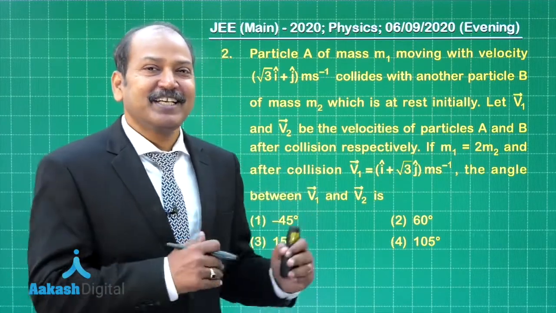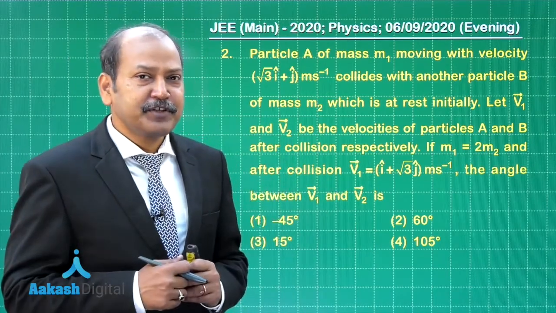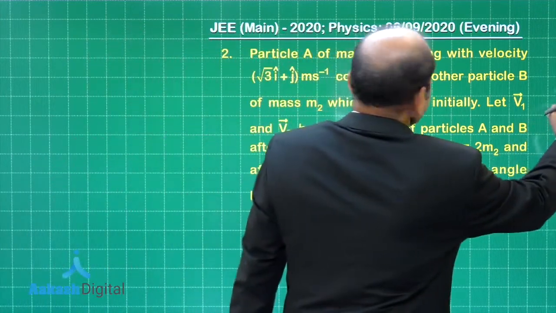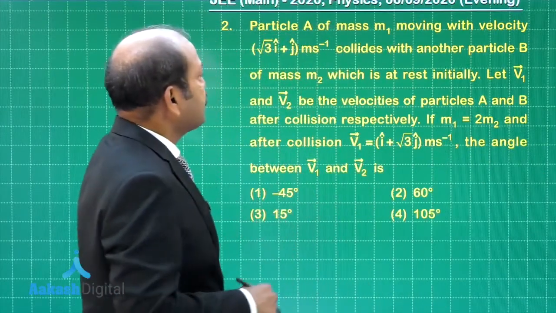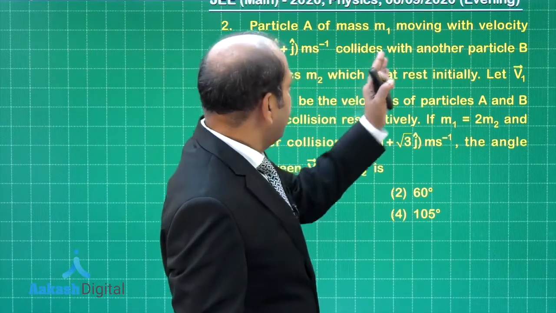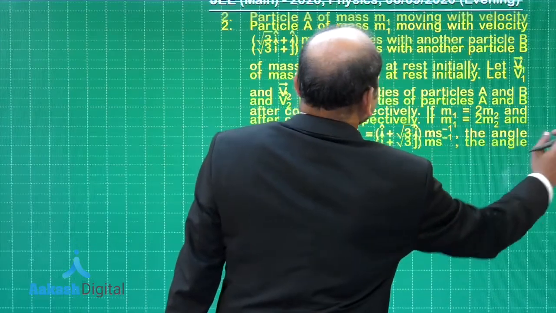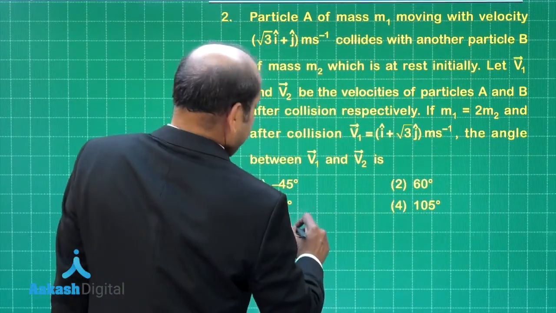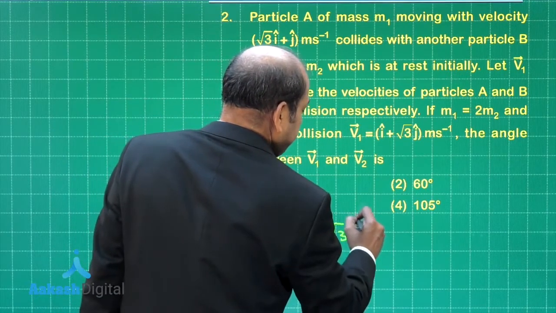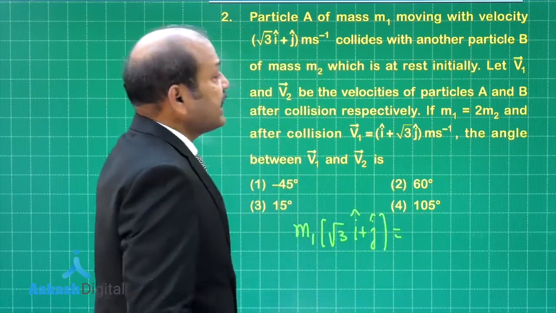Clearly, the question is about collisions, and we can apply the conservation of linear momentum principle here. Let us write the equation which comes from the conservation of linear momentum principle. The momentum initially is m1 multiplied by this velocity. So, conserving linear momentum, we are getting m1 multiplied by root 3 i cap plus j cap, and on the right hand side what do we have?